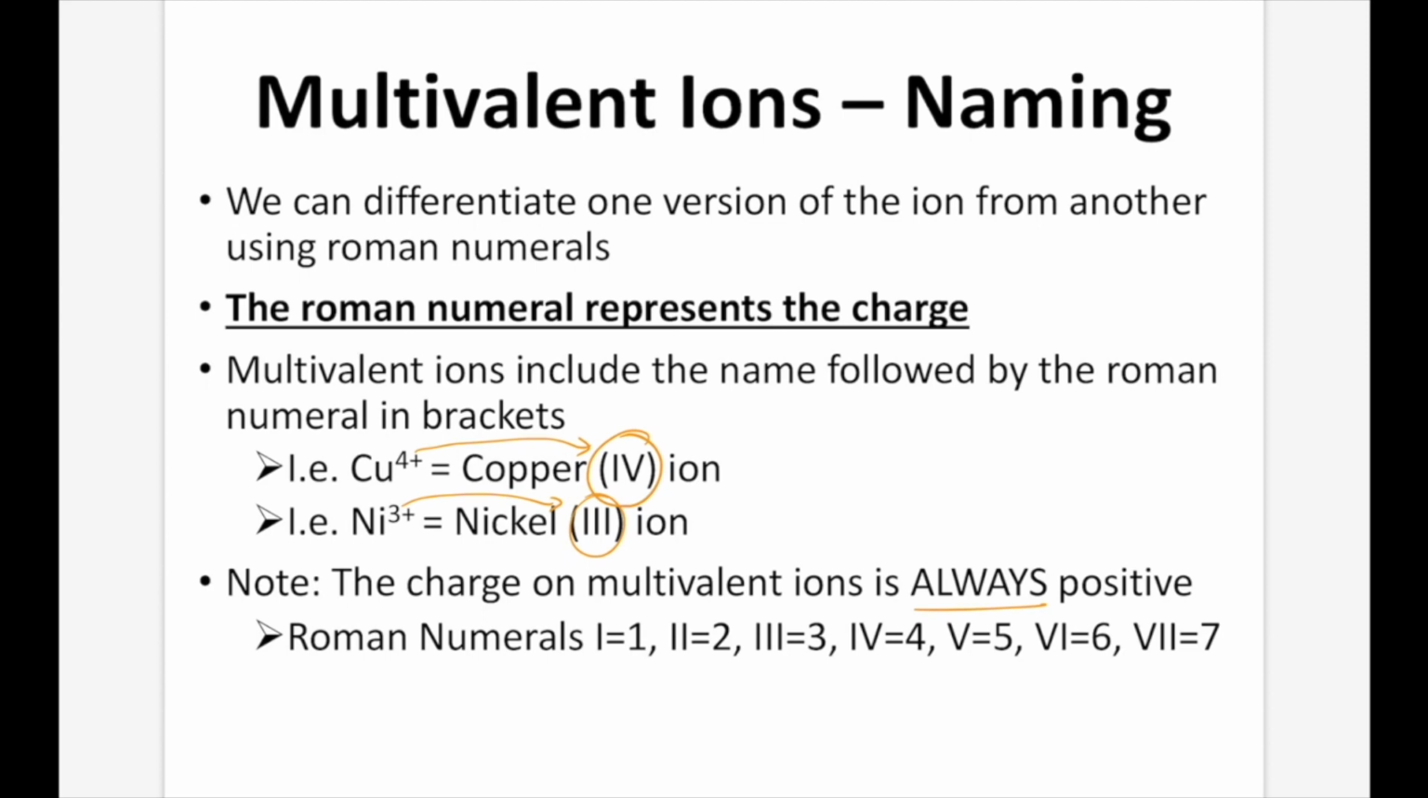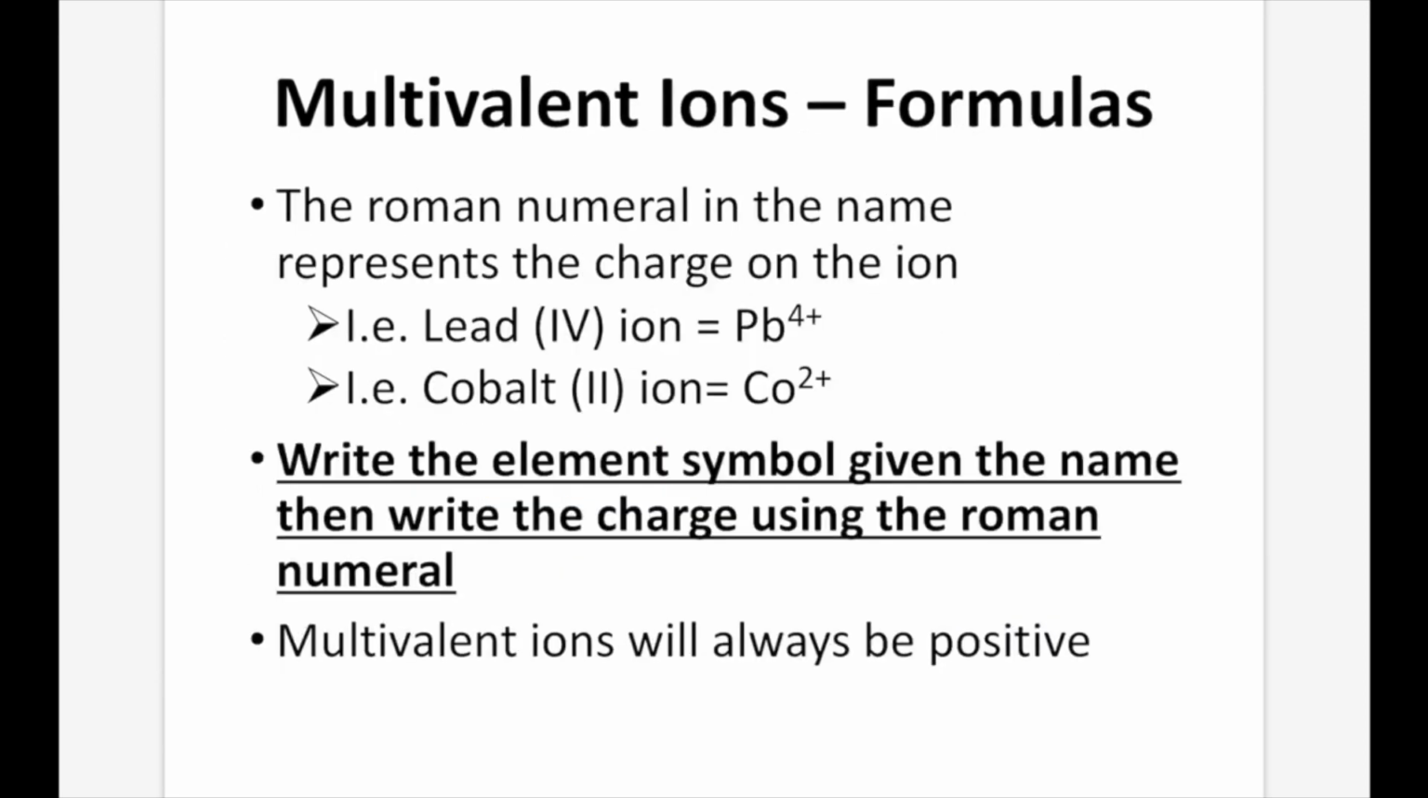The other thing you need to keep in mind are the Roman numerals we'll be using, 1 all the way to 7, so make sure you remember those. Multivalent ions, formulas. The Roman numeral in the name represents the charge on the ion. So lead(IV) ion, that 4 becomes up here. Remember we said they're all positive, so it's always going to be plus. Cobalt(II), that 2 goes up here, and it becomes +2. So you're going to write the element symbol, given the name, then write the charge using the Roman numeral, and keeping in mind that multivalent ions are always going to be positive.